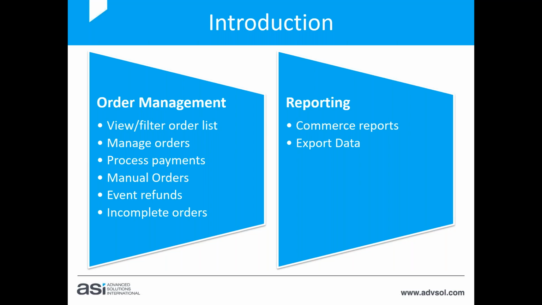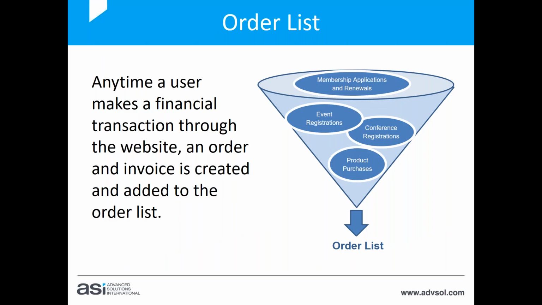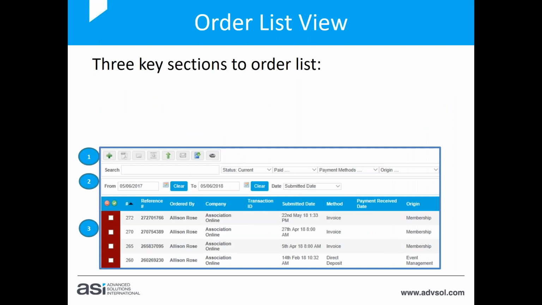We'll start with what information we can view in the order list. Anytime a user makes a financial transaction through the website, an order and invoice is created and added to the order list. It could be a membership application, renewal, event registration, conference registration, a product purchase, and so on. All of them are created in the order list. There are three key sections to the order list. First, you have the toolbar, which is the little icons across the top. Then we have the filter search options, two lines of them, and we have the orders listed below.